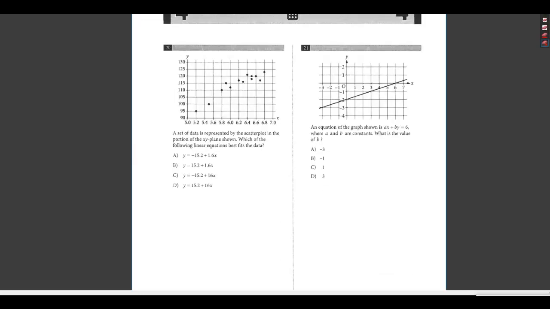Alright, number 20. We have a set of data represented in this scatter plot. We're going to find the linear regression, right? The line of best fit looks like this. The line should go through a point. So which is correct? We have two different slopes over here, right? One is more than 10, the other one is much less than 10. So we can check it out.